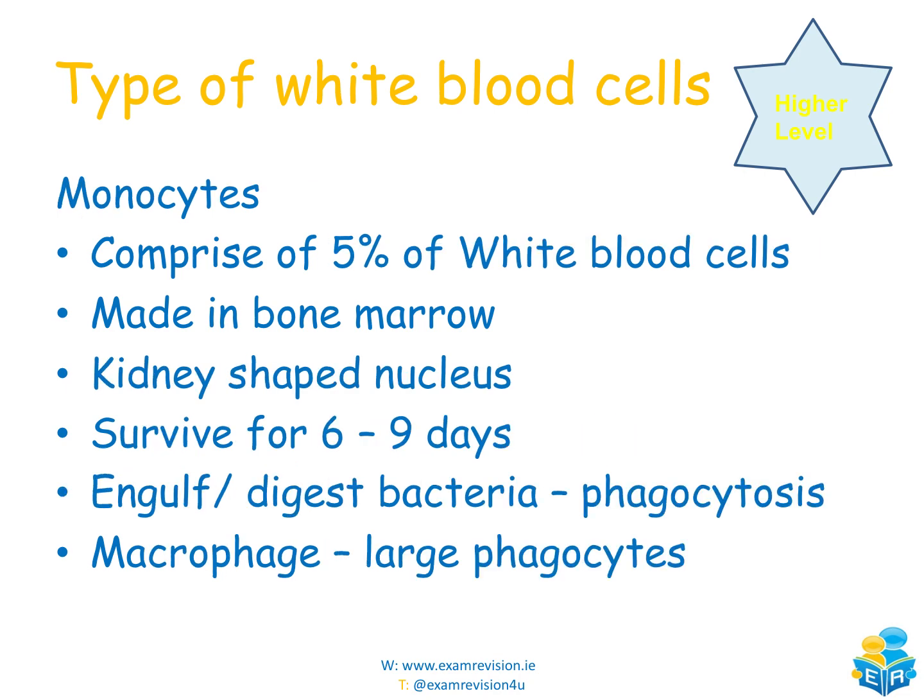The monocytes then, they make up about 5% of white blood cells. Again, they're made in the bone marrow. They have a kidney-shaped nucleus, so that was the larger nucleus we saw a couple of minutes ago, and they will generally only survive for between 6 and 9 days. So we saw earlier the process of phagocytosis, and that's where bacteria is engulfed and digested. It's the monocytes that are going to be responsible for that.